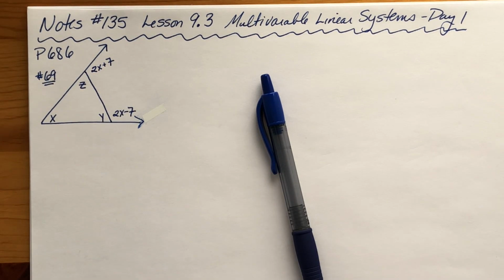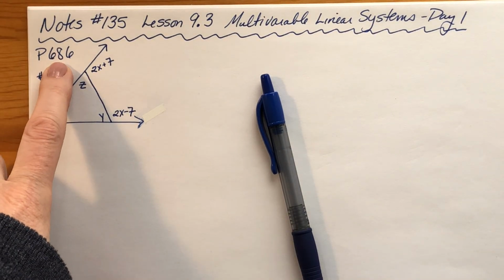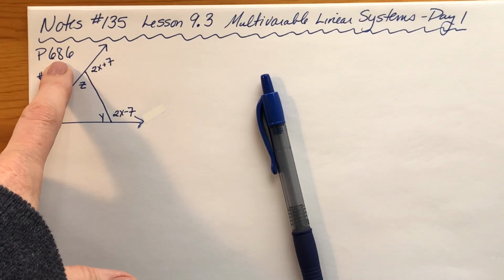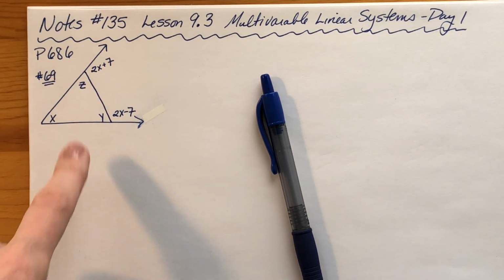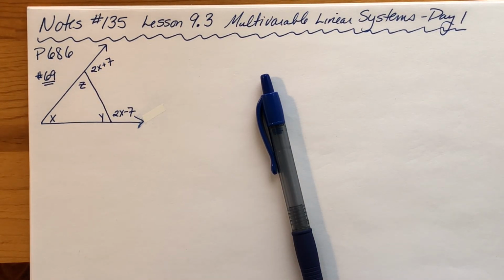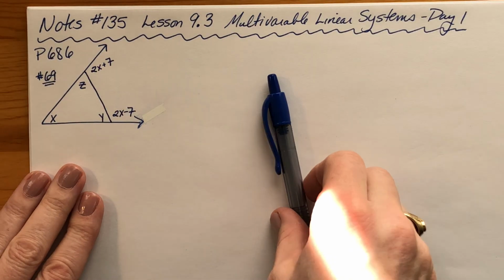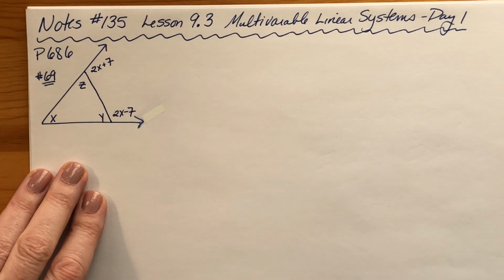I'm on lesson 9.3. Today's problems are going to have more than two variables. Really exciting. So I'm going to your book, page 686. Take a moment and take a look at that problem. You probably want to pause the video and think about it. This is definitely one that your geometry teacher would have loved last year, or this year if you're in geometry this year.